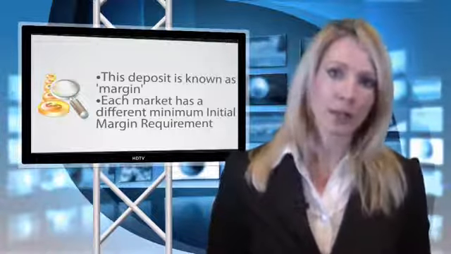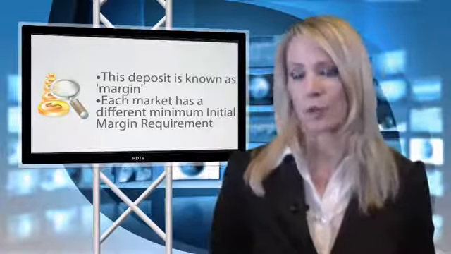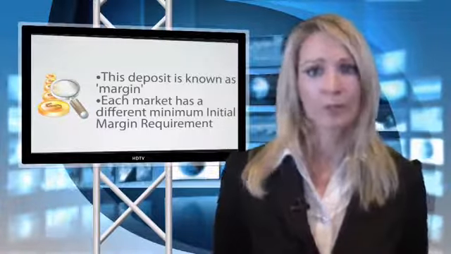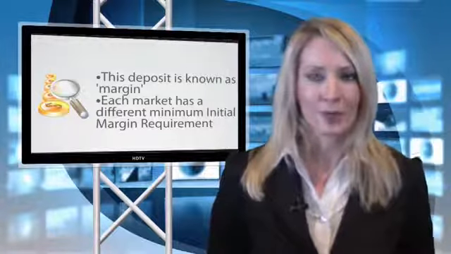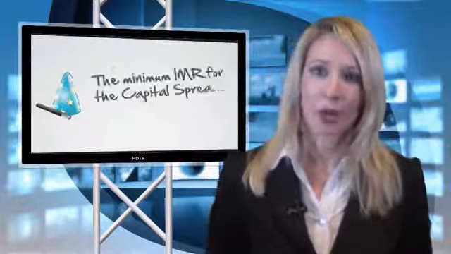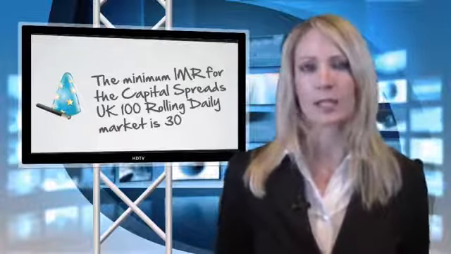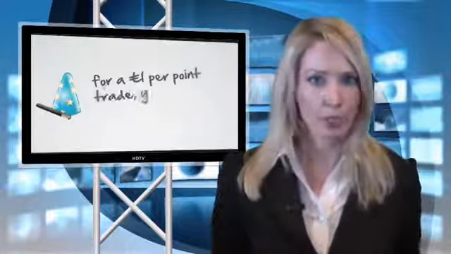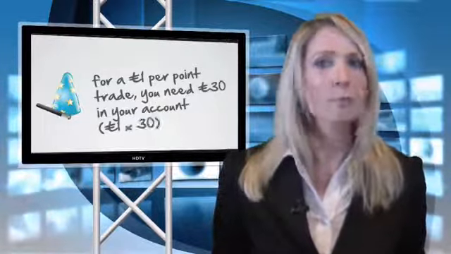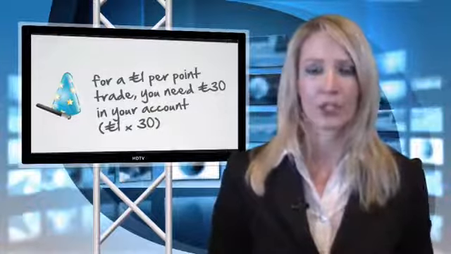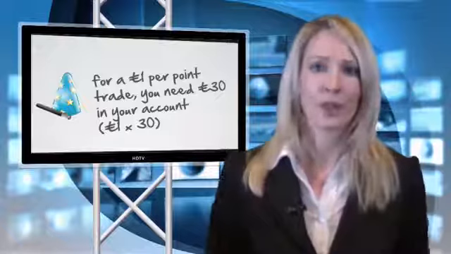You can calculate the minimum deposit required to open a trade by multiplying your stake with the minimum IMR. For example, the minimum IMR for the Capital Spreads UK 100 rolling daily market is 30. So for £1 per point trade, you would require a minimum of £30 in your account. That's £1 multiplied by 30.